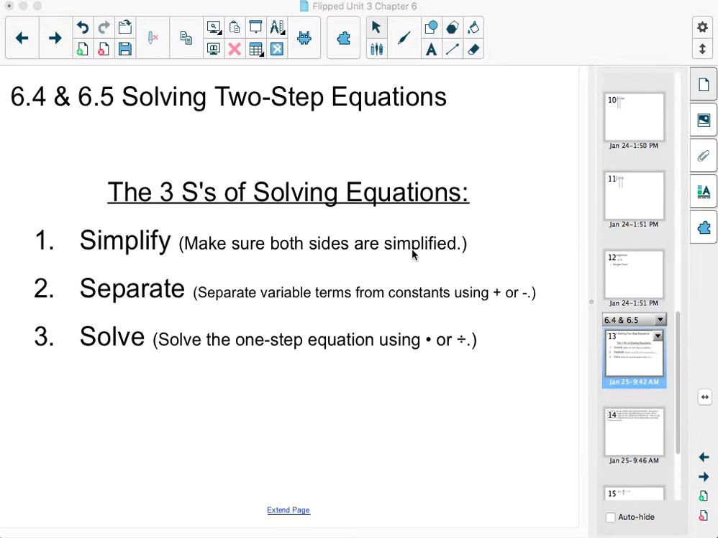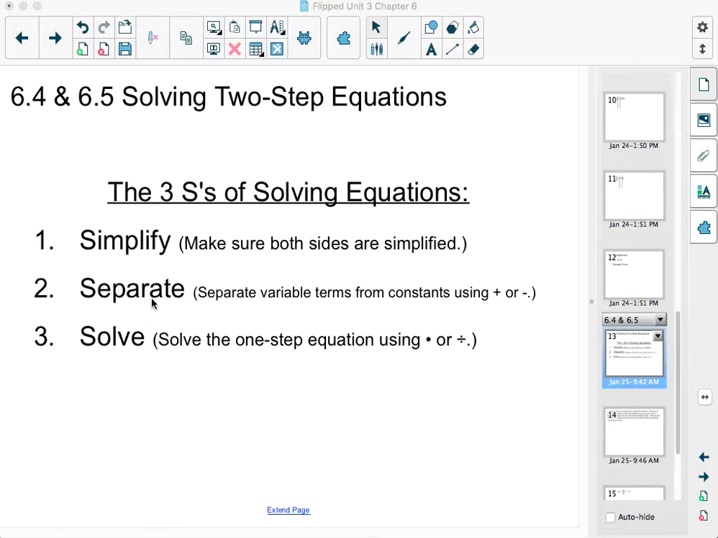Our second step is going to be to separate. And this is a note for you as well. It says to separate variable terms from constants using addition or subtraction. So that is our note in our notes. So far, simplify, separate. The separate step gets us all of our variable terms on one side of the equal sign, and all of our constants on the other.